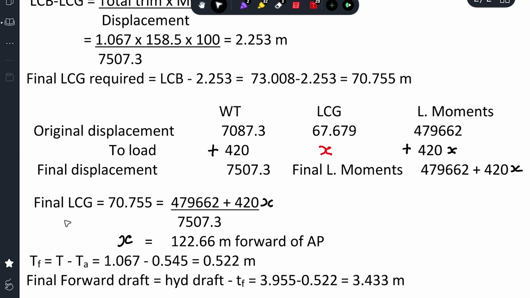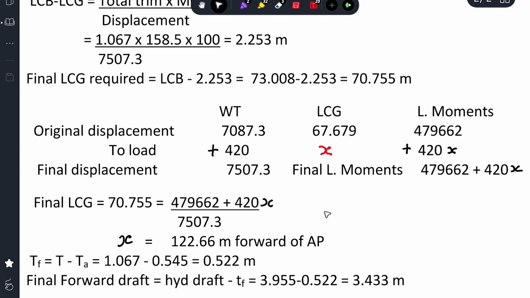We know the formula for final LCG. Final LCG is always final longitudinal moments upon final displacement. And final LCG I have already found here. Final LCG required 70.755. Insert here the value of final LCG. Final longitudinal moments 479662 plus 420x divided by final displacement 7507.3. So only x is unknown here. I get the value of x, 122.66 meter is the LCG. In other words, the cargo should be loaded 122.66 meter forward of aft perpendicular, which is called LCG of the cargo. So this is the first answer. Where should I load the cargo with respect to aft perpendicular?